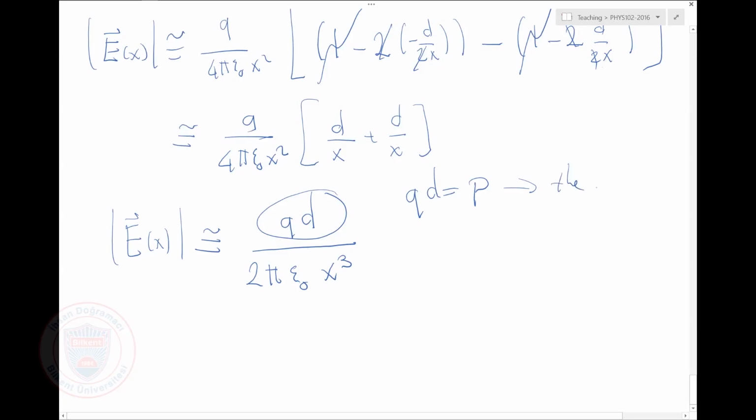Okay? And because q times d comes up all the time, it's given a new name. Q times d is called p, the dipole moment of the system. So the electric field of a dipole is p over 2 pi epsilon 0 x cubed. But now be careful, I just calculated it on the line of the dipole moment. Okay? Its behavior will be a little bit different if I go perpendicular to the line of the dipole. Okay? That's something else for you to calculate.